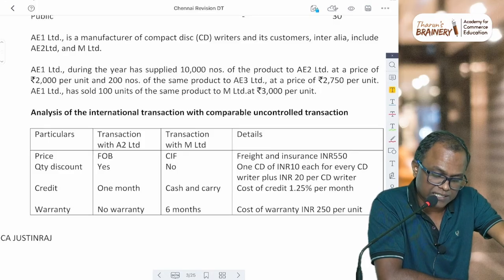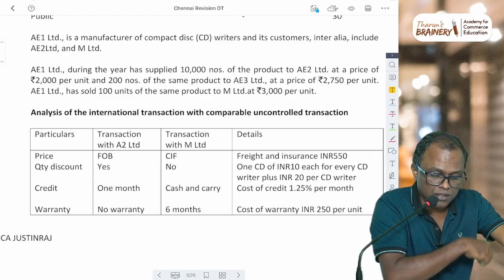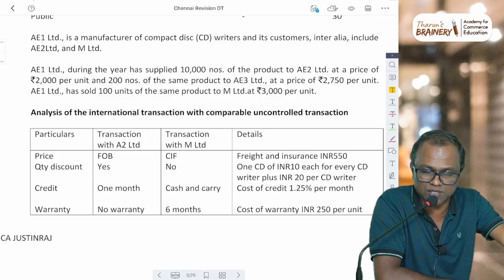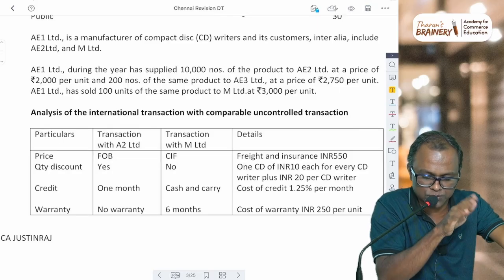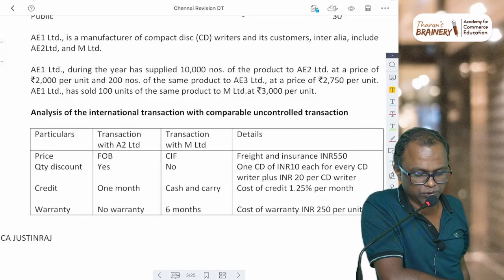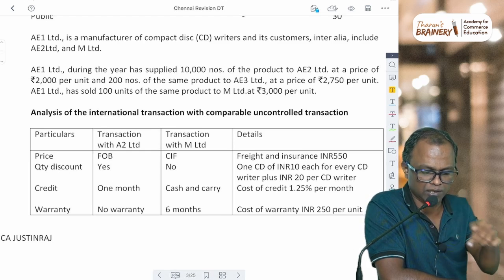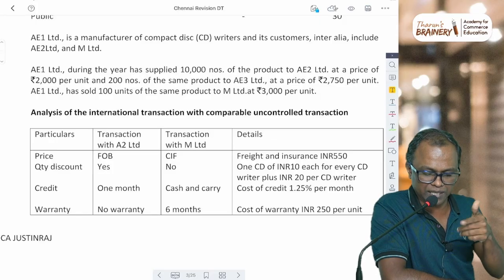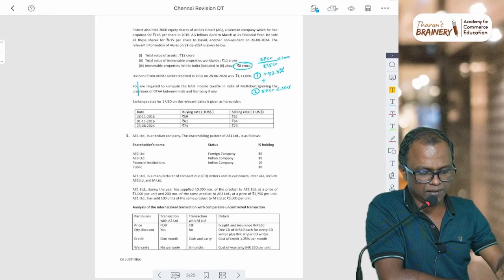And warranty. In the transaction with AE2 Limited, that is the related party, we are not giving any warranty. Not giving warranty means the price will be less. If you give warranty, you will charge more. In the transaction with M Limited, we are giving 6 months warranty, so M Limited's price is more and the related party price is less. To make it at par, reduce. The cost of warranty is 250 per unit. If you calculate per unit, just reduce 250. If you calculate for the total of 10,000 units, the total should be taken. Better to find out per unit. Okay, so reduce 250, and we will get the arm's length price.